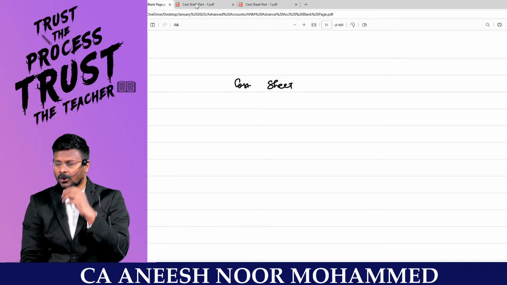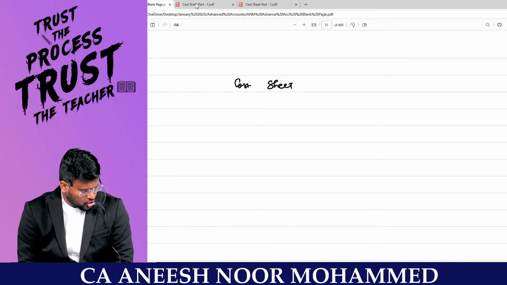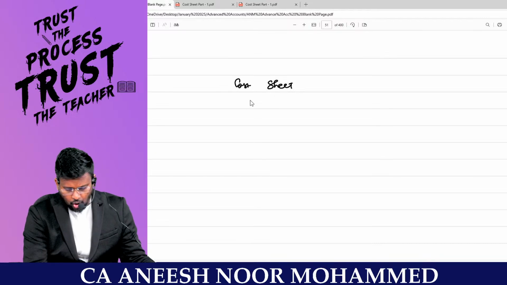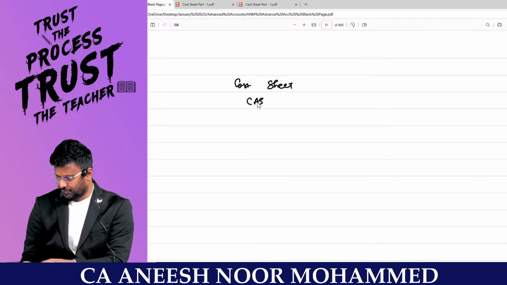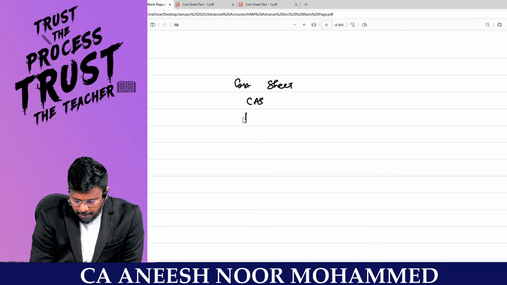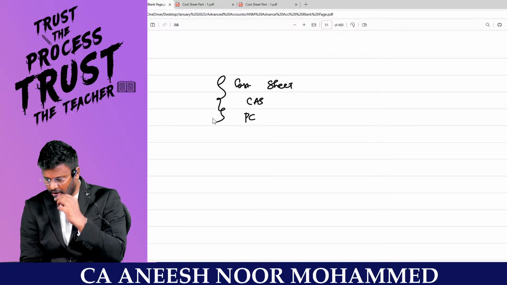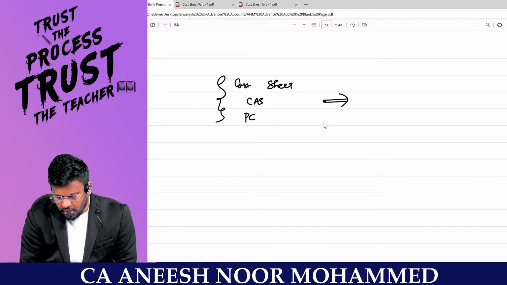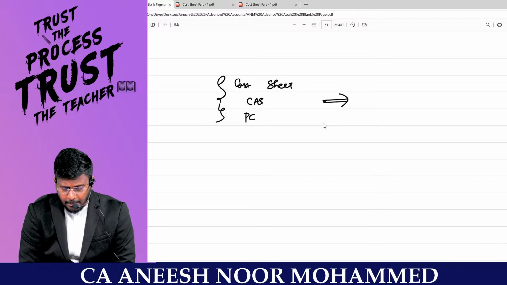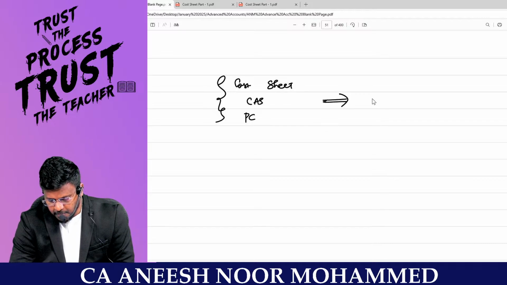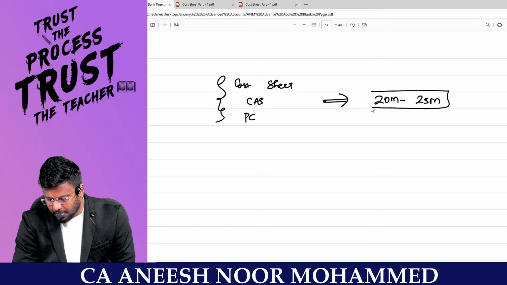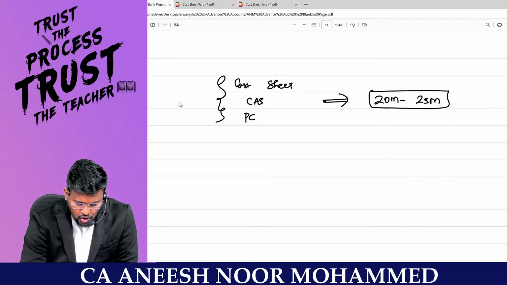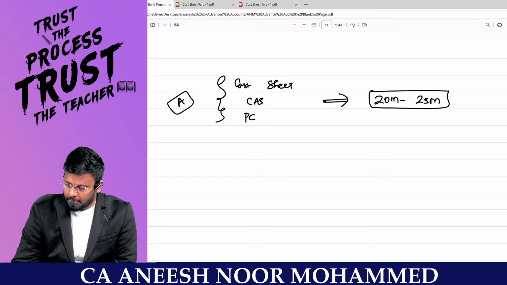After the cost sheet, we have to prepare the cost accounting system. Then we have to prepare the process costing. These three topics will bring a very good number of marks in the exam. Basically, from cost sheet, cost accounting system and process costing, we can expect 20 to 25 marks. This is our part number A.